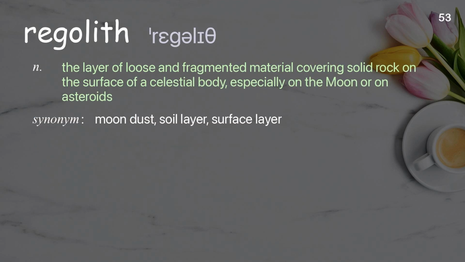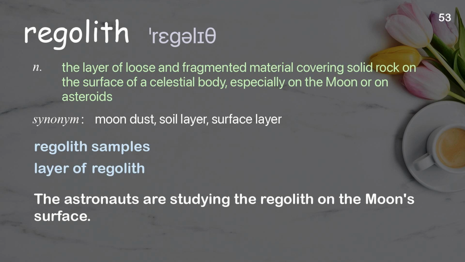Regolith. The layer of loose and fragmented material covering solid rock on the surface of a celestial body, especially on the moon or on asteroids. Examples: Regolith samples. Layer of regolith. The astronauts are studying the regolith on the moon's surface.